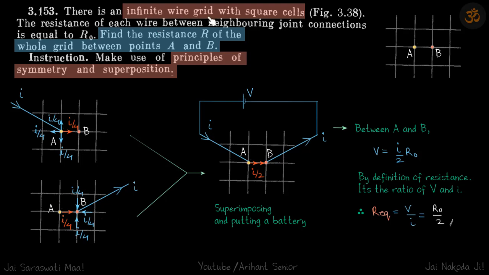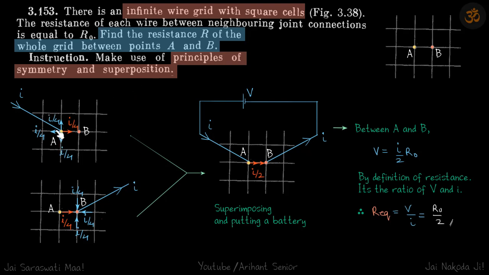We have an infinite square wire grid like this, and across each link the resistance is given as R0. We need to find the equivalent resistance between two points adjacent to each other. We need to make use of the principles of symmetry and superposition; this is the only way we know how to do it.